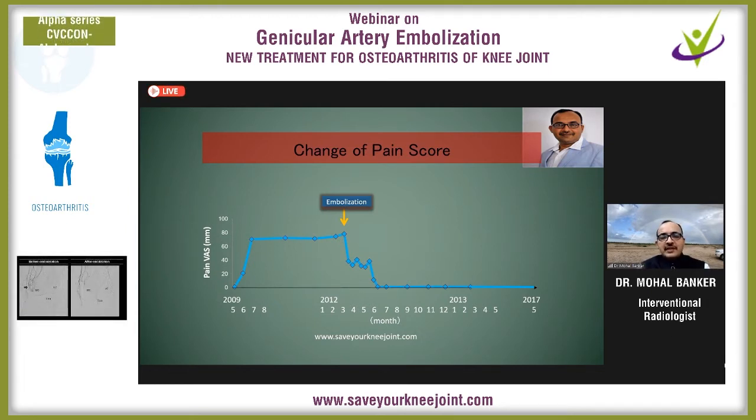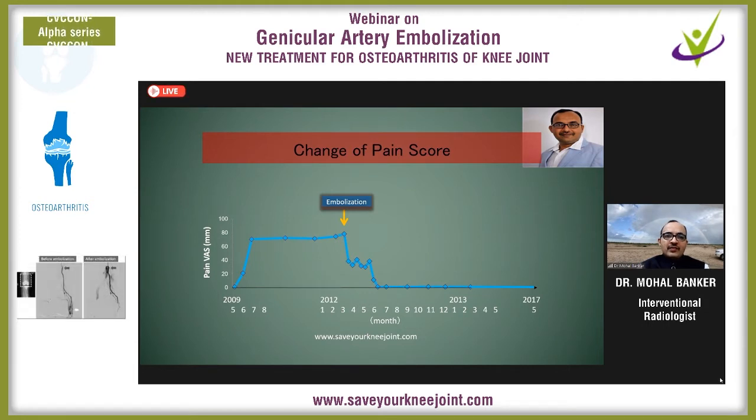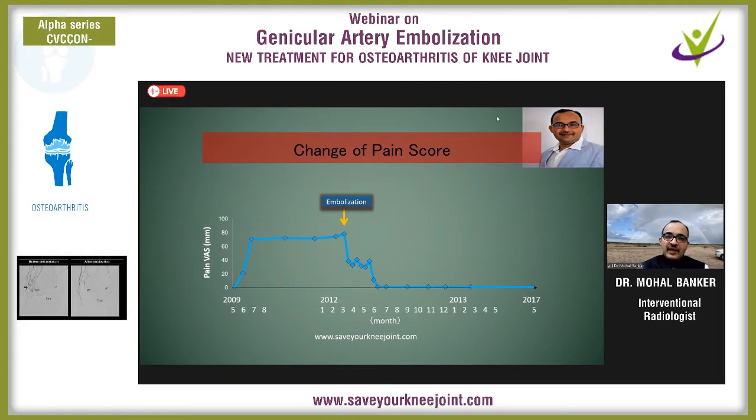Because of this neoangiogenesis, along with these newly formed microvessels, sensory nerves also develop. And when we target these microvessels, when we embolize them, the sensory nerves which develop along with these microvessels are also destroyed. And these sensory nerves are the main culprit sending the pain signals from the joint. So patients are relieved of this pain from the same day, at least 50%. So this is the beauty of the procedure.